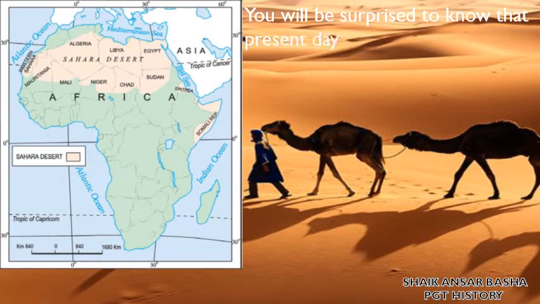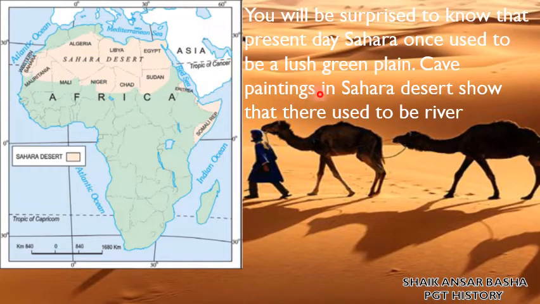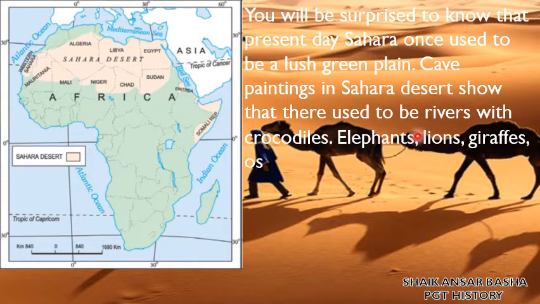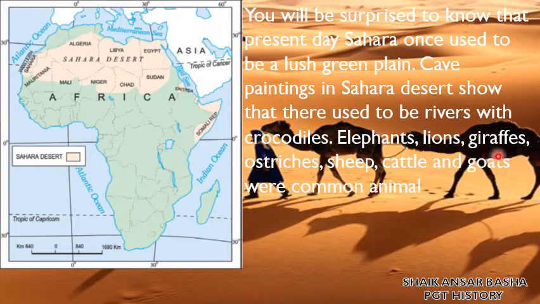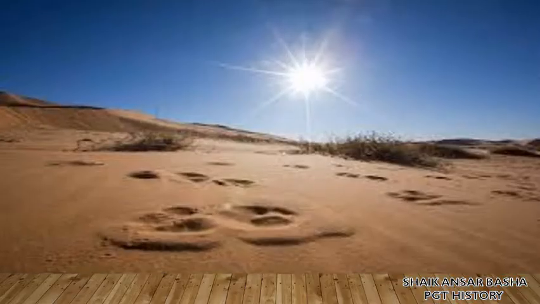You will be surprised to know that the present-day Sahara once used to be a lush green plain. Cave paintings in the Sahara Desert show that there used to be rivers with crocodiles. Elephants, lions, giraffes, ostriches, sheep, cattle, and goats were common animals here. But the change in climate has changed it to a very hot and dry region, so many animals are extinct.